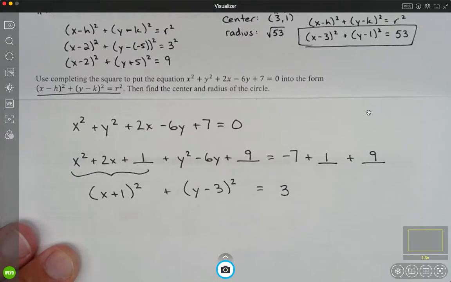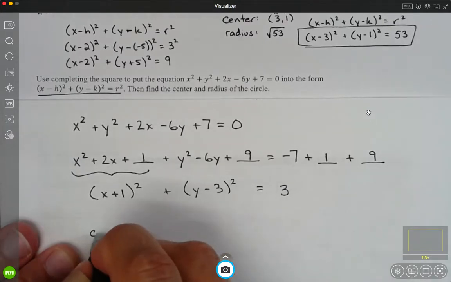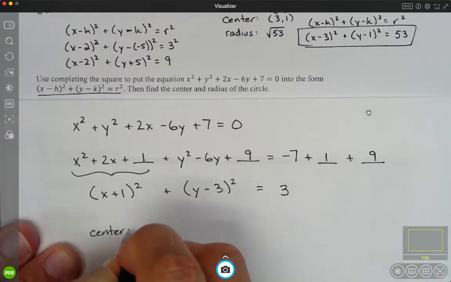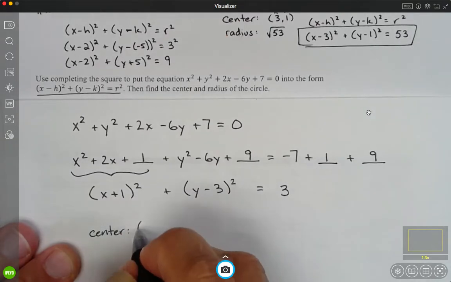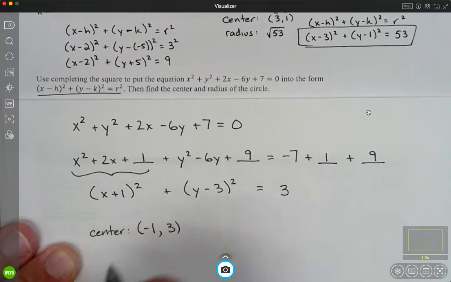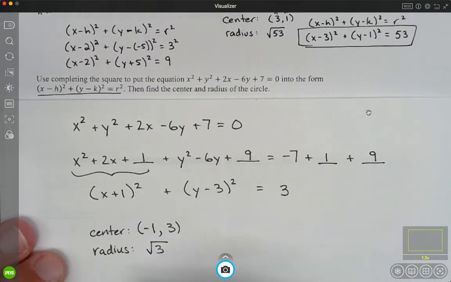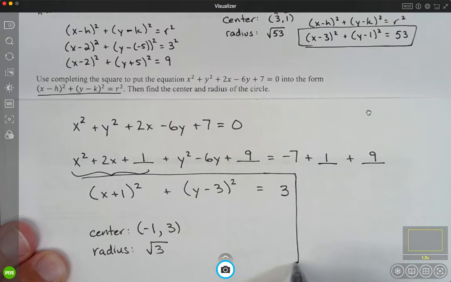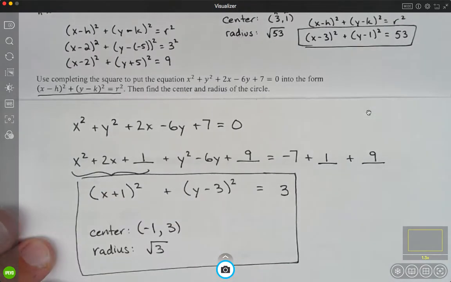And so, if I look at that, the center of our circle is going to be negative 1 and 3, because it's the opposite and opposite. And the radius is going to be the square root of 3, because that's r squared. And so that helps us with the equation and the center and the radius of the circle.